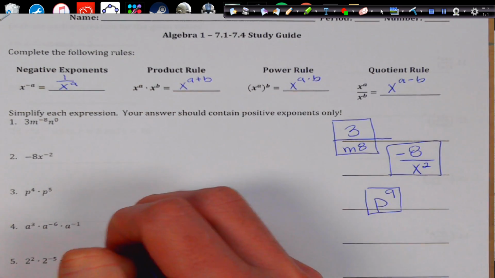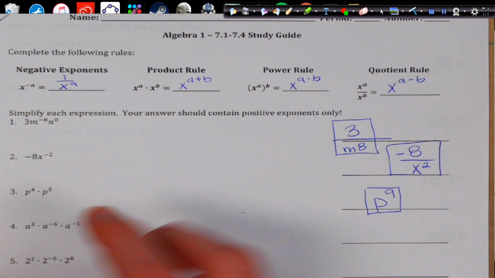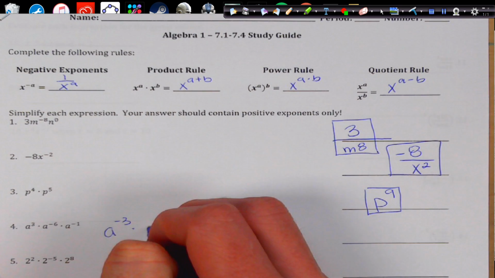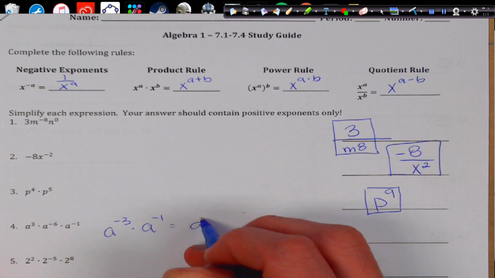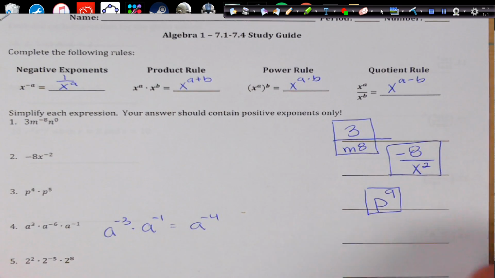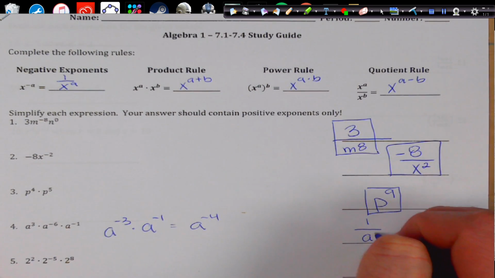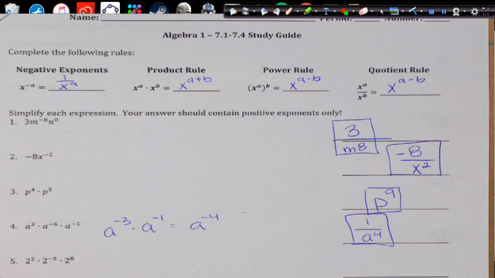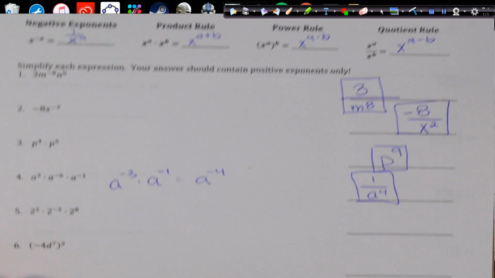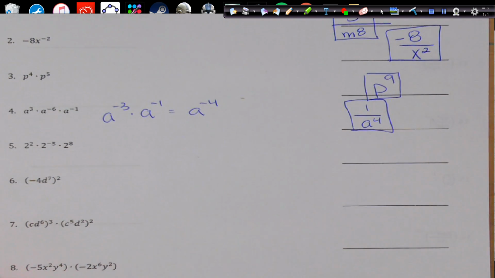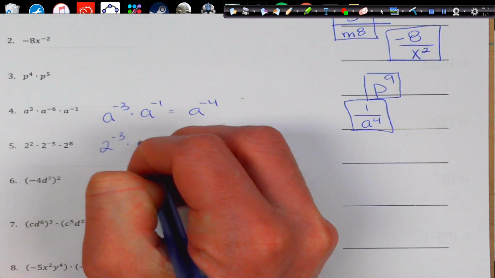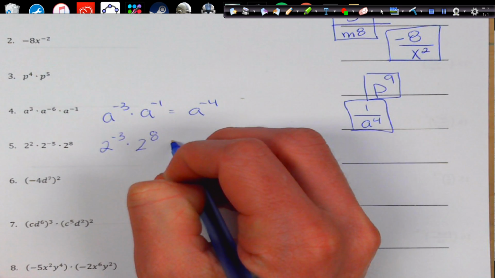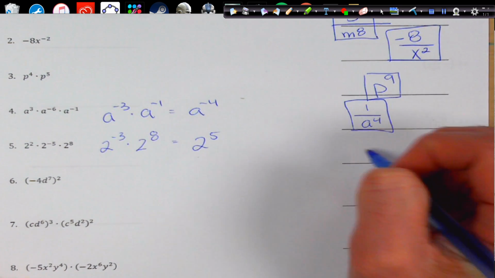We're going to get 3 plus a negative 6 is negative 3, times a to the negative 1, which is going to add to give me a to the negative 4. And then I can't have a negative exponent, so I'm going to put it under the 1. Next, 2 to the negative 5 is going to be 2 to the negative 3rd power times 2 to the 8th, and that's going to be equal to 2 to the 5th power.